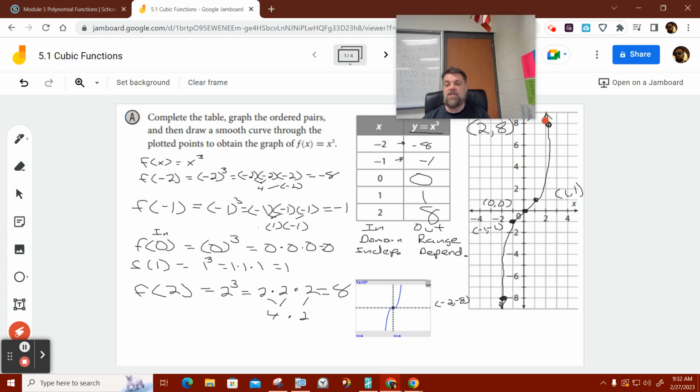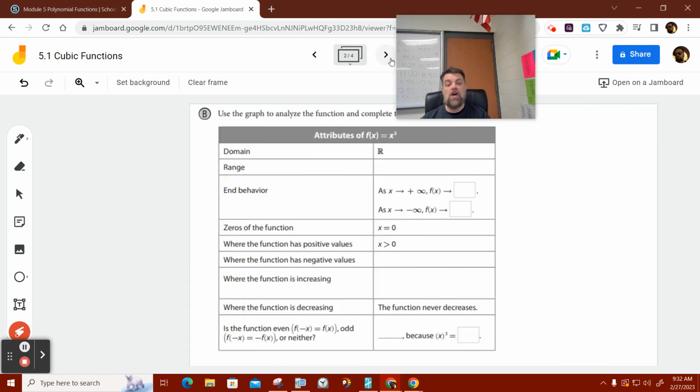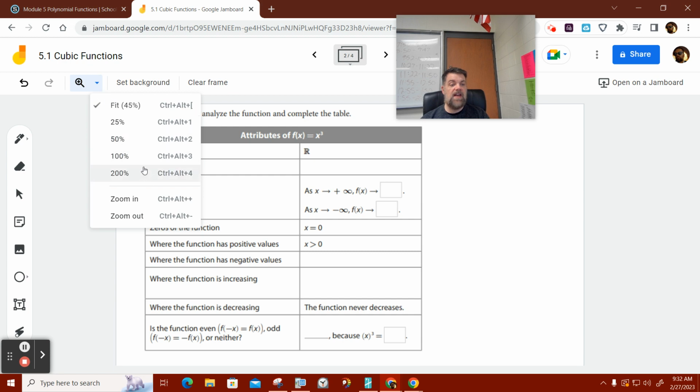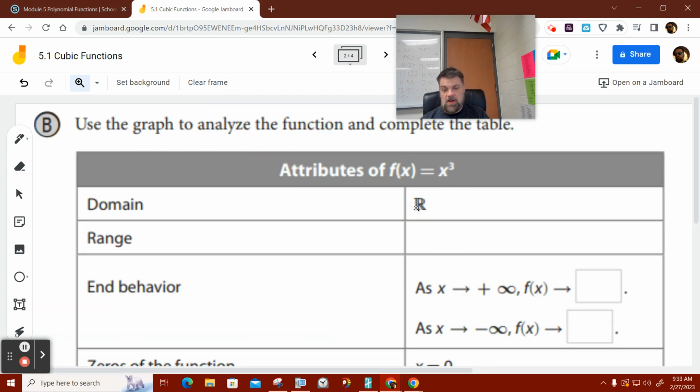Also, let's talk about the range. How far up will this go, do you think? Forever. How far will this go down? Forever. So what's the range? Forever, or we could say all real numbers. So just remember, and I don't know if you guys remember this little R with the two lines, when I write it out like this. That means all real numbers.